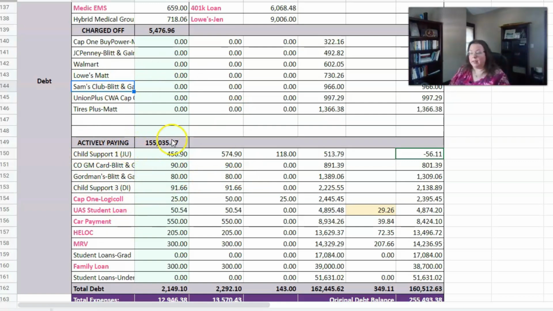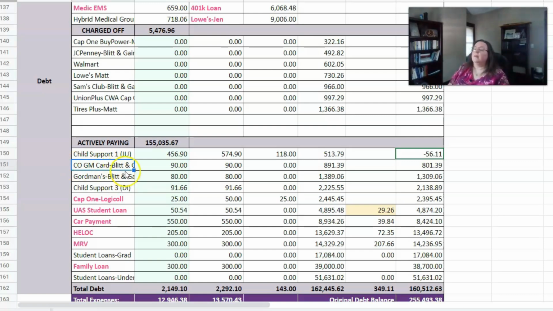We have $155,035 in the actively paying section. And so when you look here, these are all the things we're actively paying on. You see there's a mix between what has Matt's name on it versus what has mine. But some of these things like this one and this one were originally up here in the charged off section, but the company that bought them went and got a law firm, and there was a lawsuit.